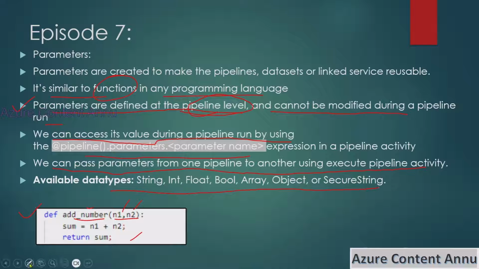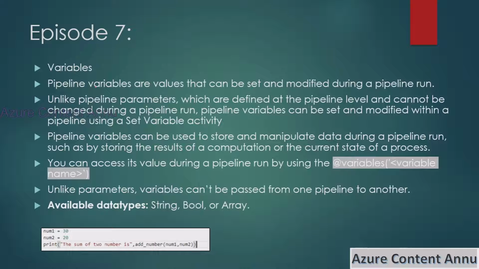So we are good with the parameters. Let's go ahead and understand what variables are. Variables are the values that can be set and modified during the pipeline run. As its name suggests, variables are much similar to the variables in any programming language, where we set values to those variables, and the values of those variables can be modified as many times as we want by setting different values to those variables.